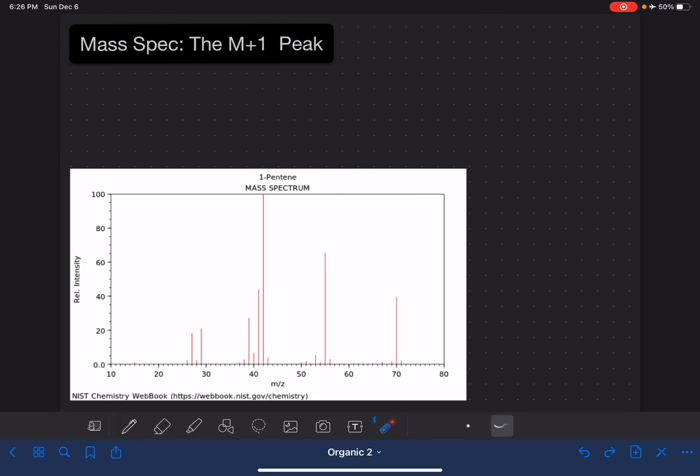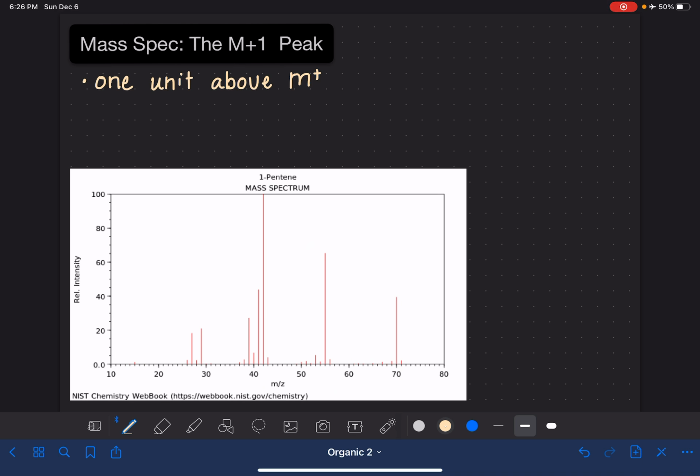In this video, I'm going to be talking about the M+1 peak in a mass spectrum, and I'm going to be explaining how to find it, what it represents, and what you should do with it. First of all, the M+1 peak is a peak that is 1 unit above the M+ peak, or the molecular ion peak.